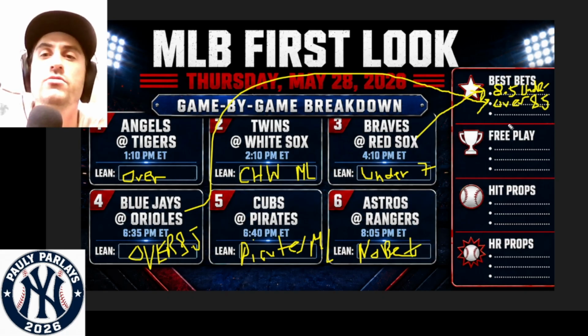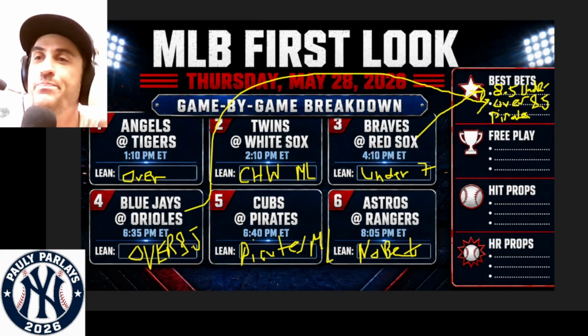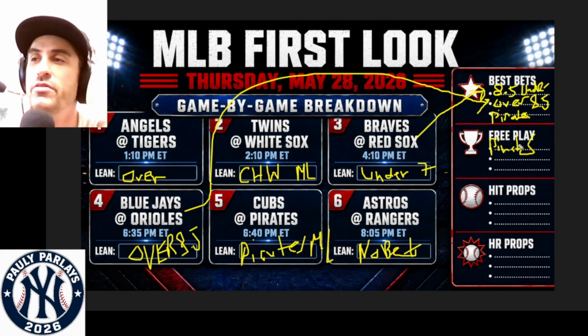All right. So the best bets right there for you. Under 8.5 once again for the Red Sox game, over 8.5 for the Orioles game, and Pirates money line for the Pirates game. Those are the best bets. The free play of the day is probably going to be the Pirates. I believe it is on the newsletter. You could see in the picture that I offer for free.